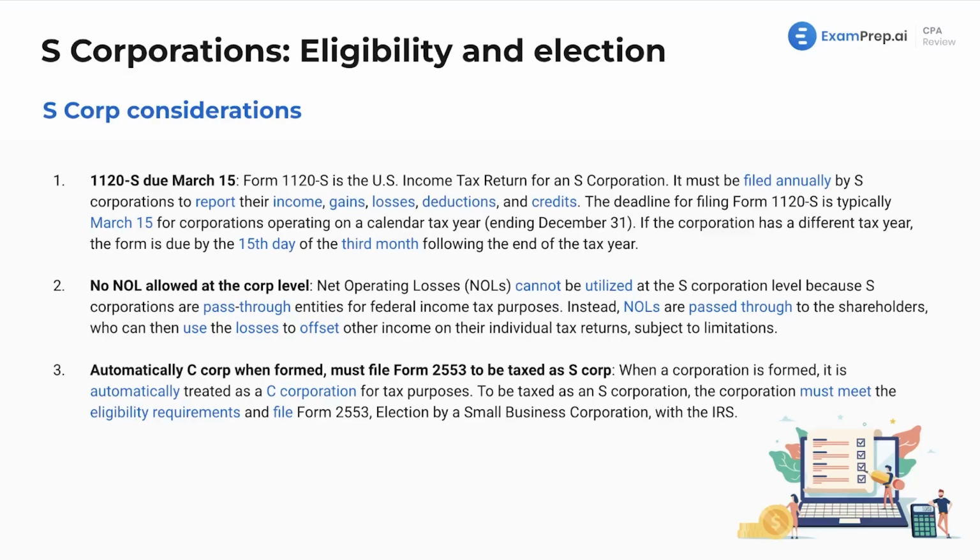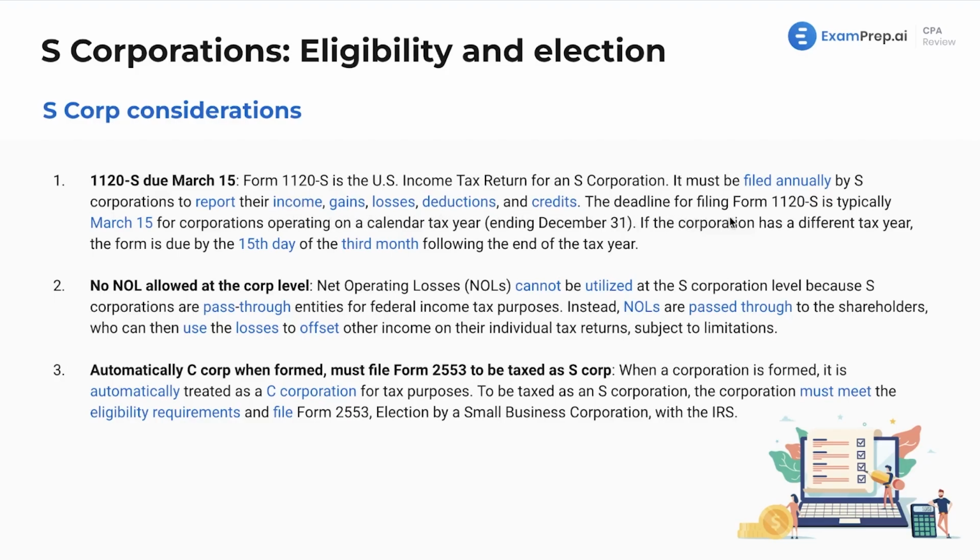Some more considerations here. Just similar to lots of others, we've got March 15th. That's going to be your corporation deadline. The 1120S is due on March 15th. Now, individuals, it is April 15th. Form 1120S is the tax return for the S Corp. It's filed annually by S corporations to report their income, gains, losses, deductions, and credits.